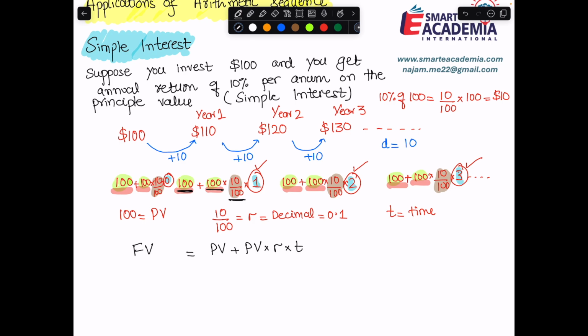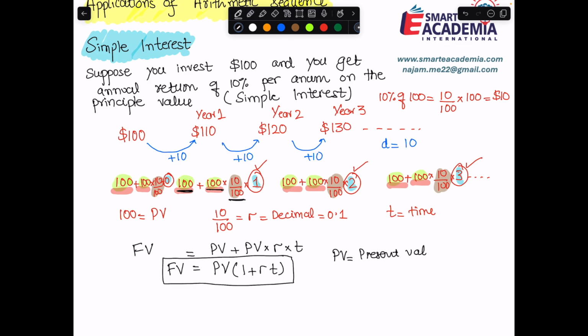This is pretty straightforward, as you can see. Now we can take present value common, so this will become PV, and what is left is 1 plus R times T. So this is the formula of simple interest, where PV is what I call the present value, FV is what I call the future value, which I'm willing to calculate. R is your simple interest per annum. PA stands for per annum.